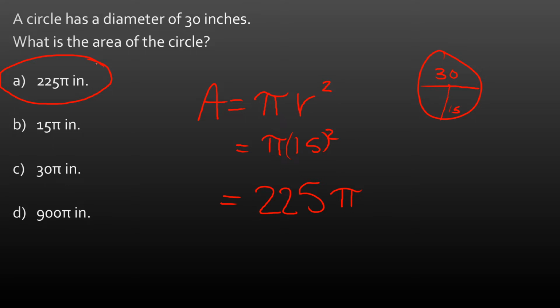Now, you can type that into a calculator. Remember, you're not typing in the pi, you're just doing 15 squared or 15 times 15 if you would like to double check. That is 100% okay.